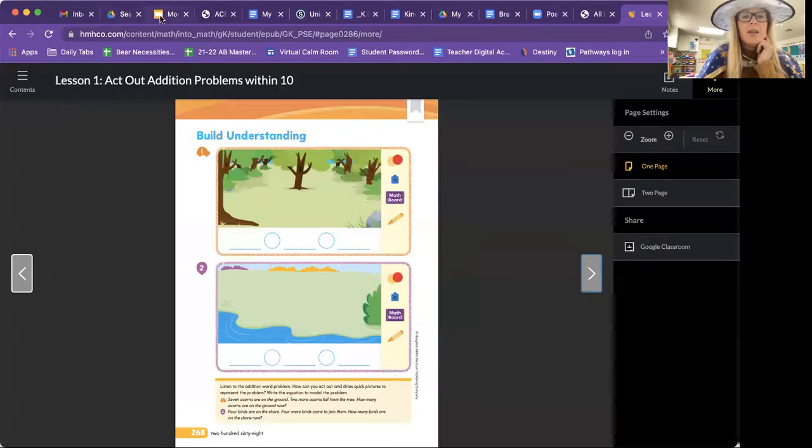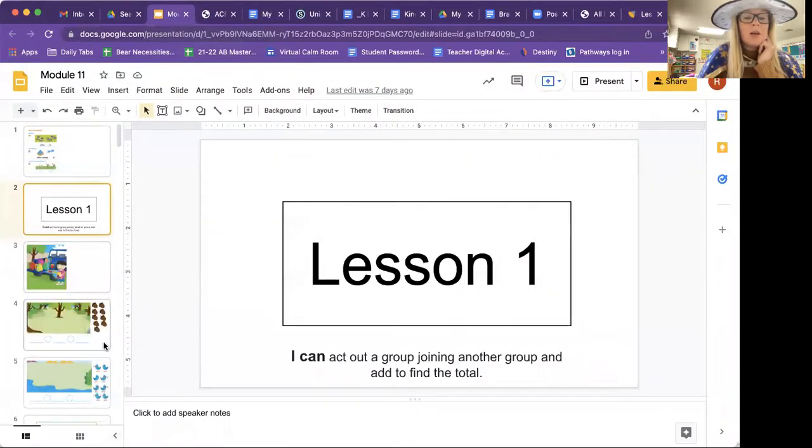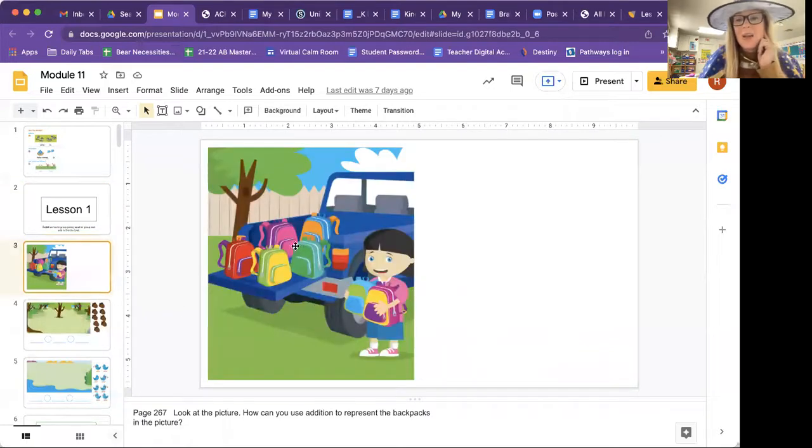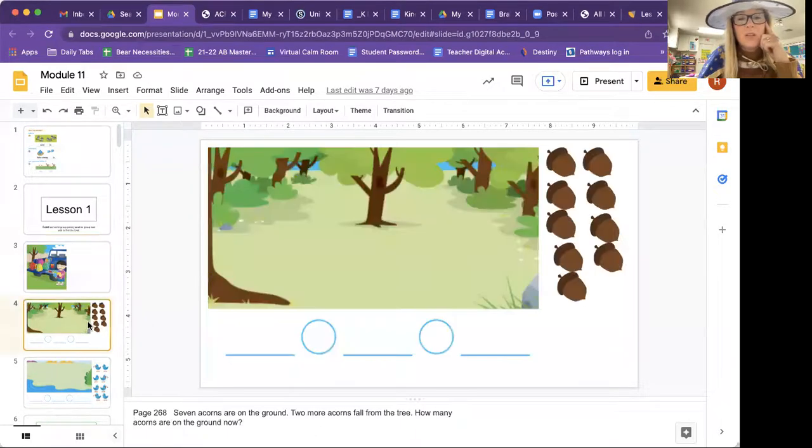All right, and here I'm going to go right here real quick. Our lesson 1, I forgot to say the I can statement. I can act out a group, joining another group, and add to find the total, which is what we did in that picture, right? We took the group, added another group, and found the answer. All right, let's look here. This is what your picture looks like on page 268, the top picture.